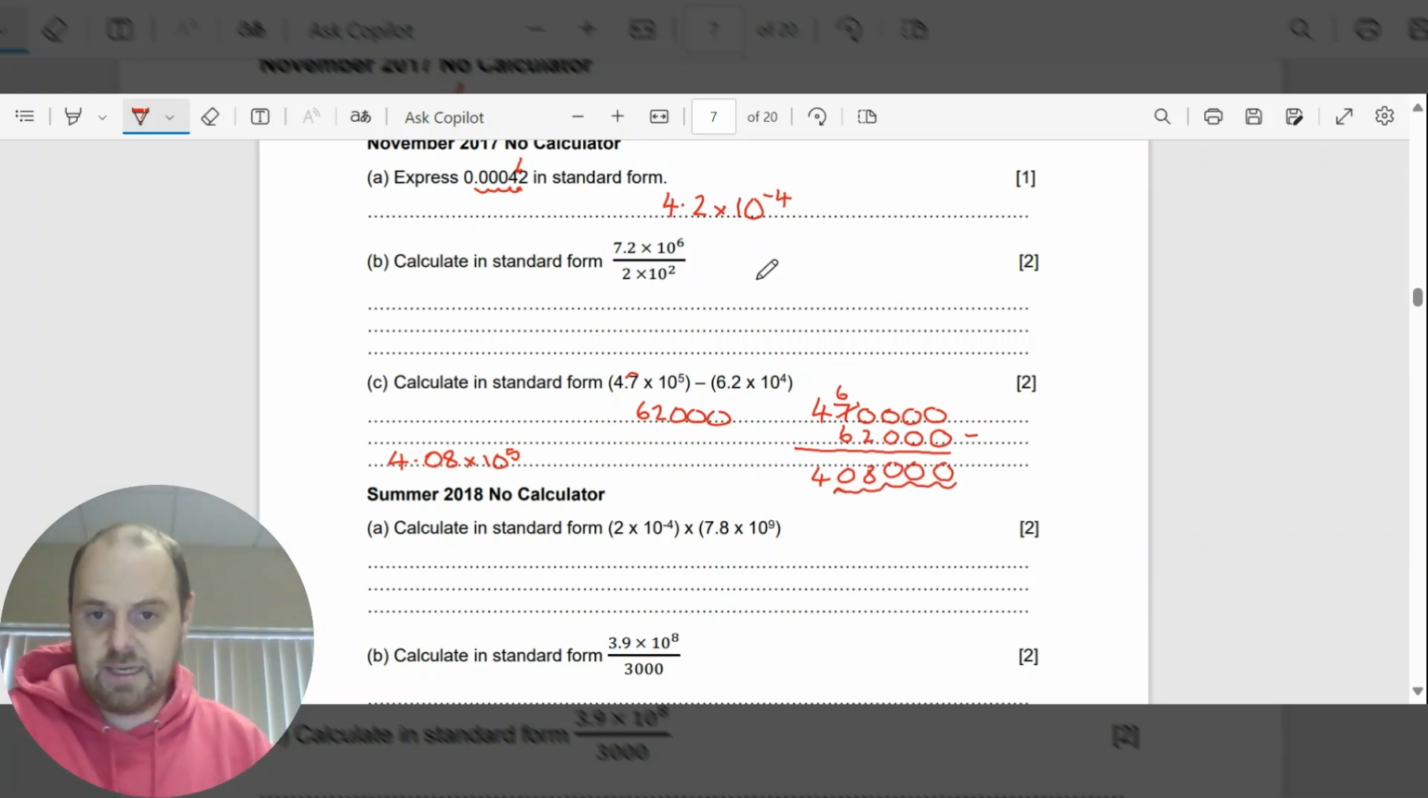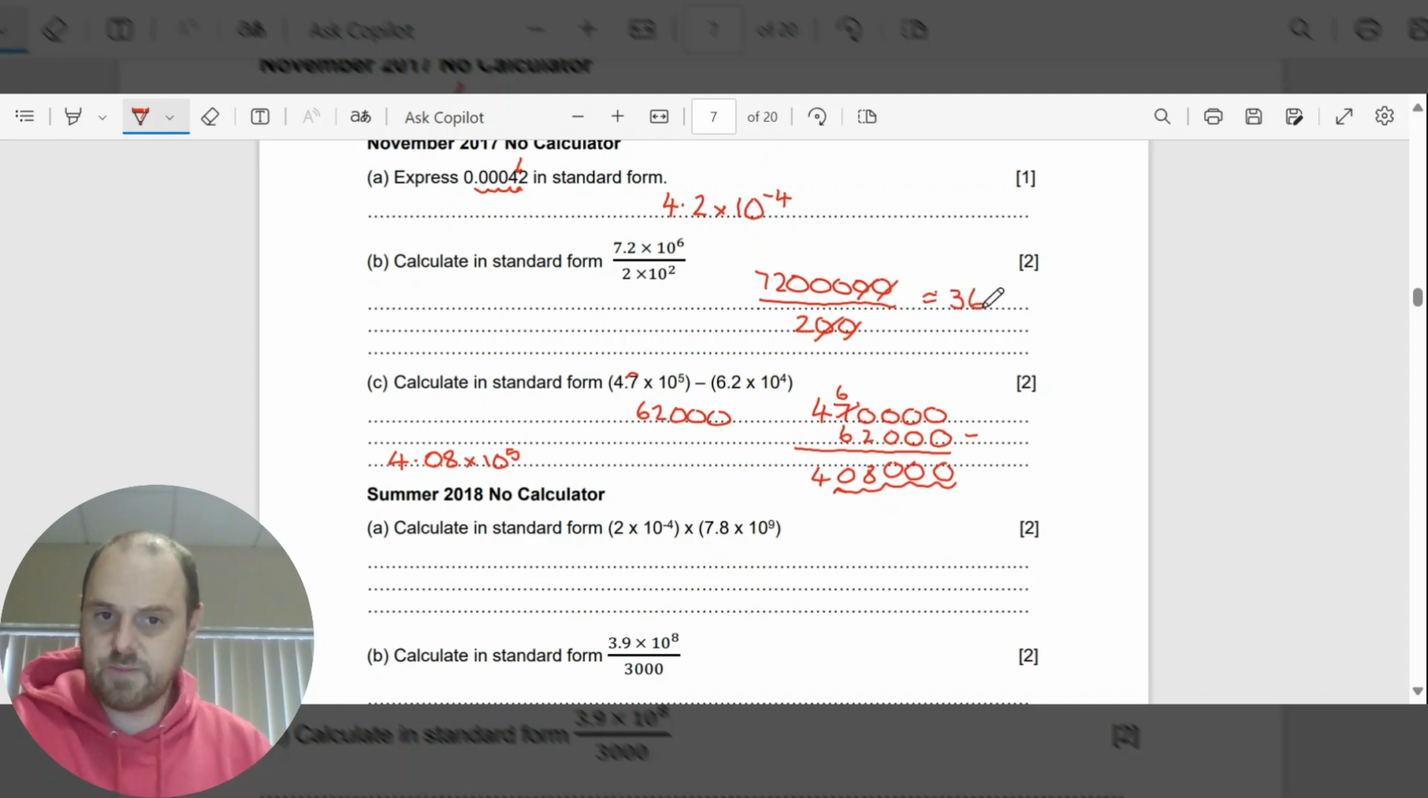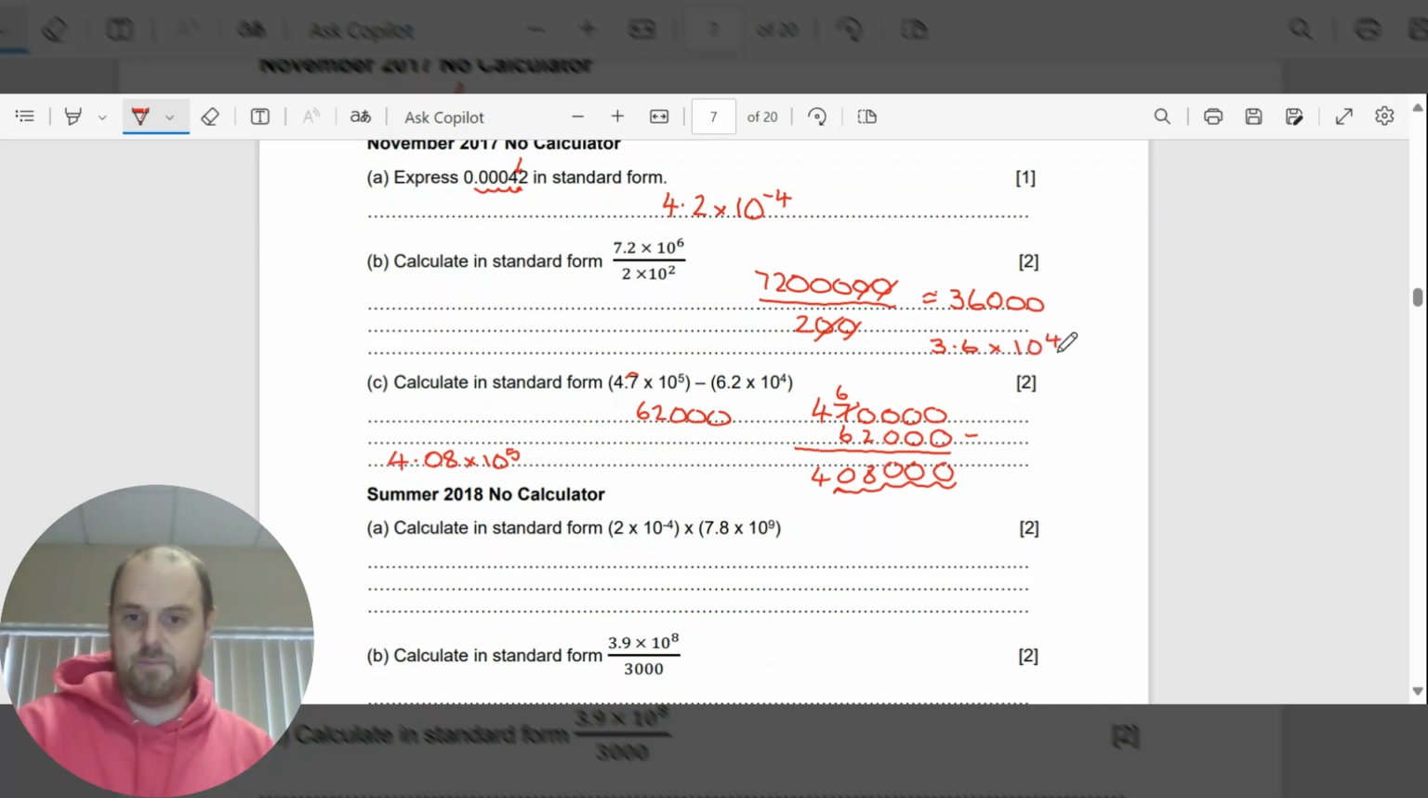Okay, dividing, same thing. 72 with 5 zeros. 1, 2, 3, 4, 5. Divided by 2 with 2 zeros. Okay, cancel your zeros. All right, half of 72 is 36. How many zeros have I got left? 1, 2, 3. Put them on the end. And then write your answer in standard form.